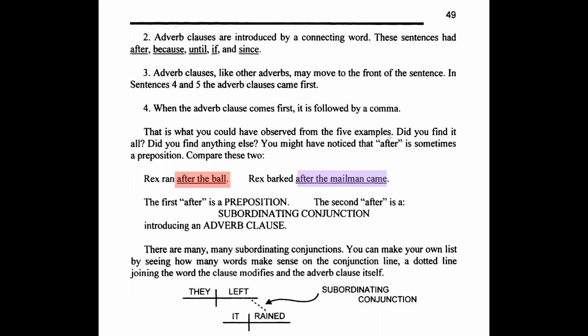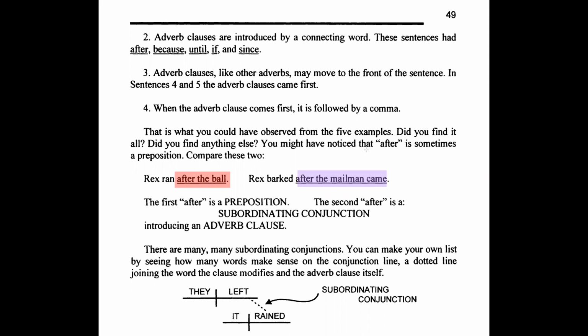So here's the question. How do we distinguish between the two? It's pretty simple. After the ball, what is that? It's a prepositional phrase. So after must be a preposition. We have the object of the preposition, ball, and we don't have anything else. There's no verb, right? Remember what we went over in the last section on distinguishing between phrases and clauses. So this is a phrase. So after must then be a preposition.